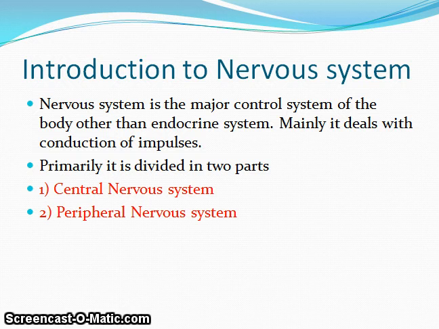The main function of nervous system is to collect all sorts of information, not just from within the body, but also from the surrounding. All the information from your surrounding environment as well as from the body is carried to your brain, and in the brain it will be processed, and accordingly the response will develop. So this is the major function of the nervous system. It is also a control system and it also deals with the conduction of impulses.